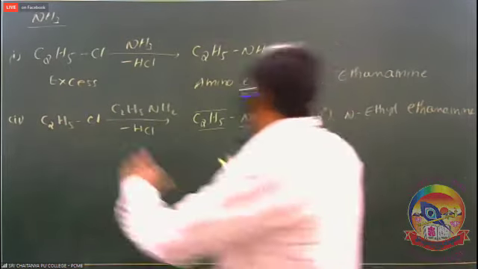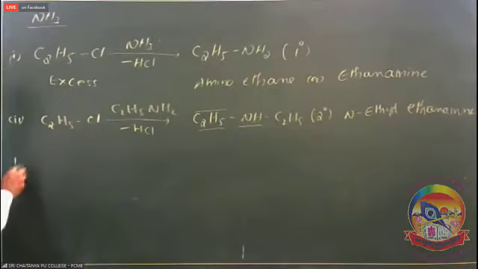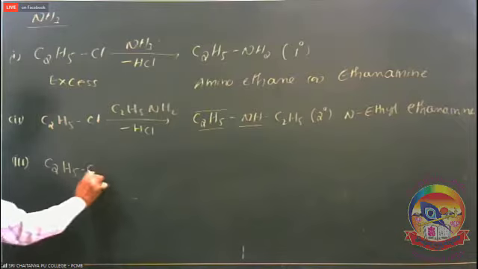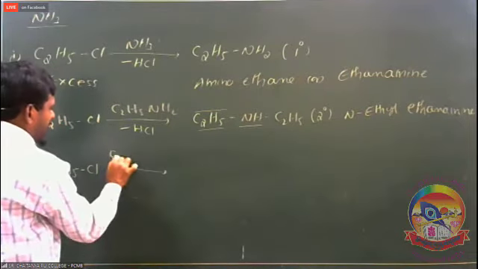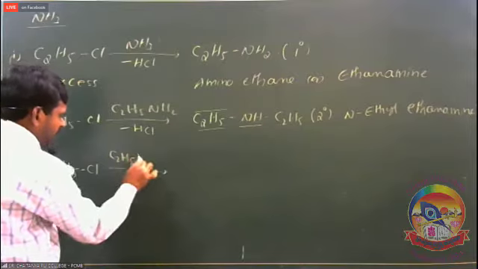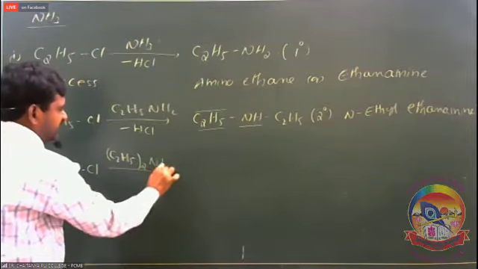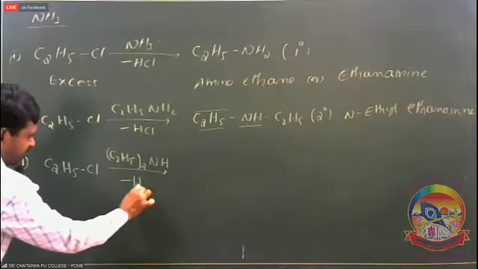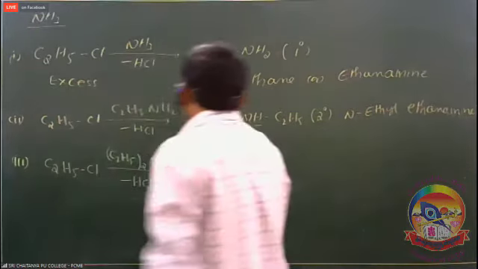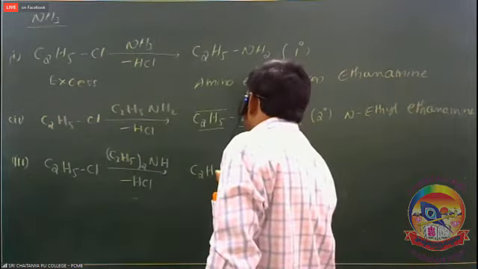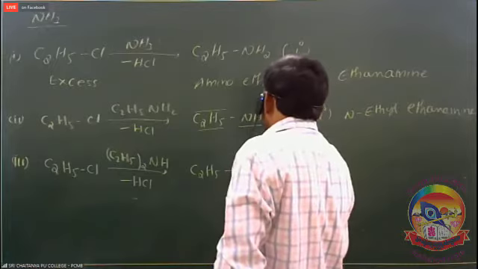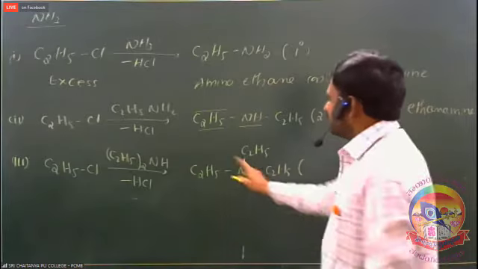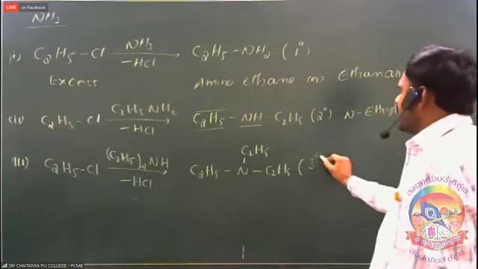Next, in the third step, this secondary amine, C2H5 taken twice NH, reacts with another ethyl chloride molecule, C2H5Cl. HCl is eliminated. Here the product formed is N(C2H5)3. Nitrogen is attached to 3 alkyl groups, hence it is called a tertiary amine.